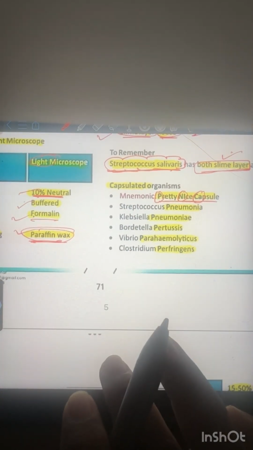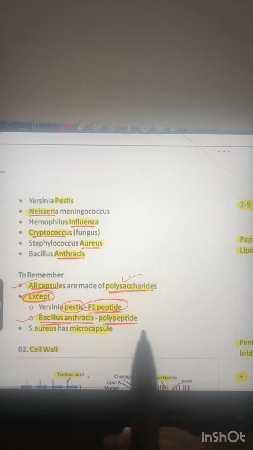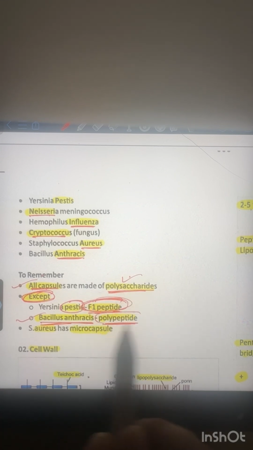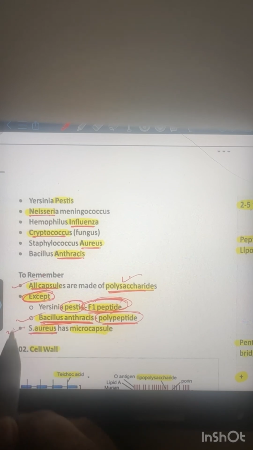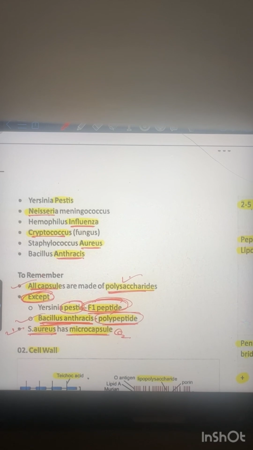Most of these capsules are made up of polysaccharides. So remember, all capsules are made up of polysaccharides except Yersinia pestis, where I see peptide written in front of it, and Bacillus anthracis, where I see polypeptide written in front of it. So these are the two made up of polypeptide, whereas all the other capsules are made up of polysaccharides. Which of these might you have never heard? Have you ever heard that Staphylococcus aureus has a capsule? Even I have not taught you in the bacteriology segment. Why? Because the capsule that it has is a very tiny one. It's a microcapsule. So that's a very rare INI CET level question that I would expect.